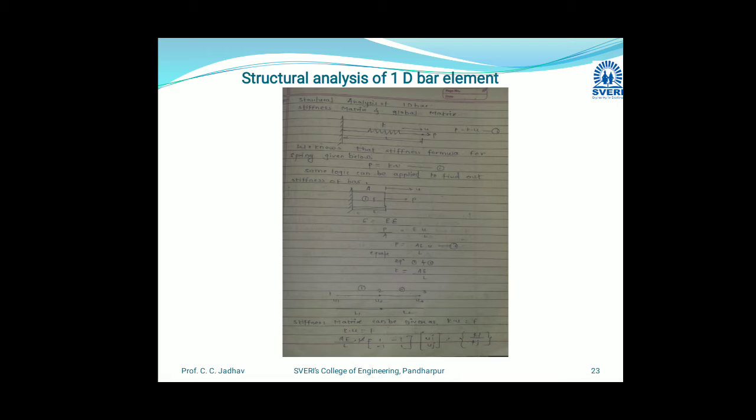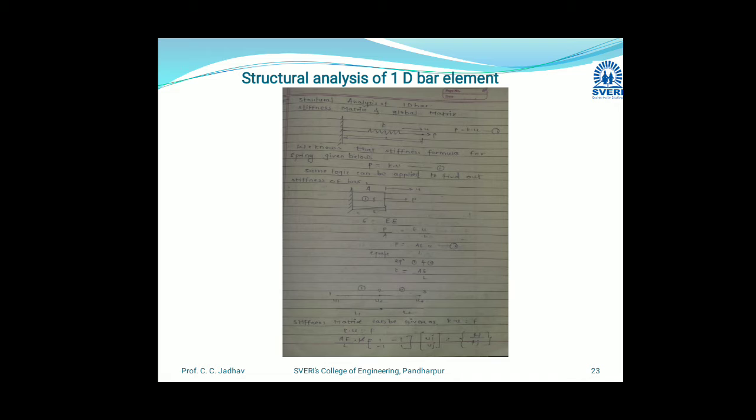According to Hooke's law, stress is equal to E into strain. Stress is nothing but force upon area, P by A, and strain is u by L, that is change in length by original length. Rearranging this equation, we get P is equal to AE by L into u. This is equation 2, and equation 1, according to the spring, is P is equal to K into u. From equation 1 and equation 2, we get K is equal to AE by L. This is the stiffness formula.